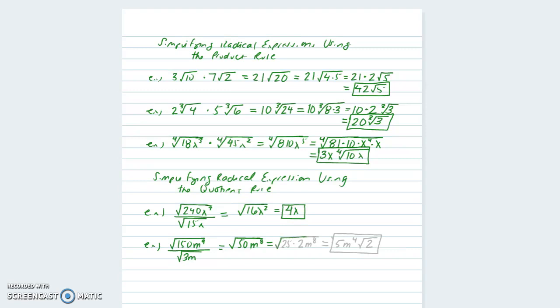m to the 8th is a perfect square, so we don't do anything there. Let's go ahead and write that. m to the 8th. So now to continue simplifying this, 25 is a perfect square. The square root of 25 is 5. 2 is not a perfect square, so that stays inside our radical. But m to the 8th is a perfect square. The square root of m to the 8th is actually m to the 4th. And so now we have the square root of 2. So our final answer is 5m to the 4th, square root of 2. And this ends the lesson on simplifying radical expressions.